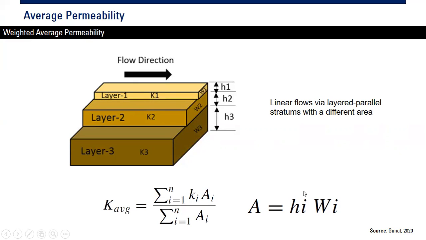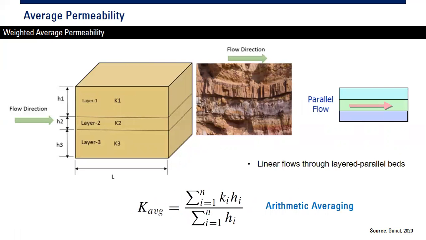Okay, and Ai is calculated using this one, Hi thickness multiplied by width Wi. Okay, this is also arithmetic averaging, but area weighted, weighted based on the area. Previously, this was weighted based on the thickness, because they have the same area of flow.